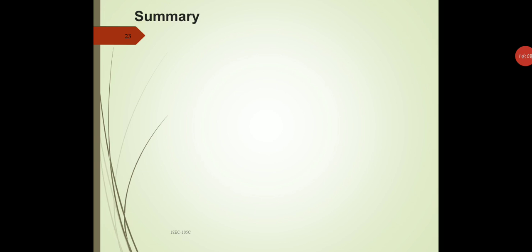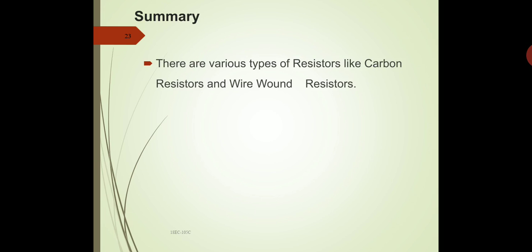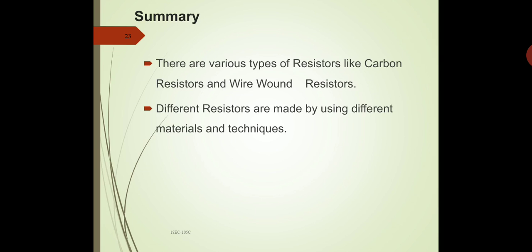Now let us see the summary of the topics we have covered so far. There are various types of resistors like carbon resistors and wire wound resistors. In carbon resistors, we can see two other models. In different resistors, we have seen that they are made using different materials and techniques. So they are used in different applications.